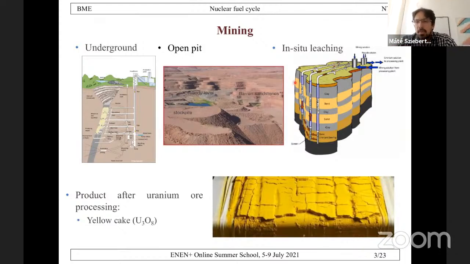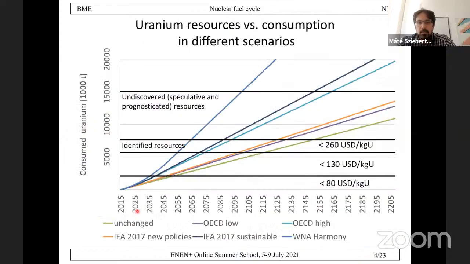This is very important because presently this is the cheapest way of uranium mining, and a large portion of uranium production nowadays comes from this technology. At the end of uranium mining, the processing, you get the famous yellow cake, which is a mixture of uranium oxide with this chemical formula.